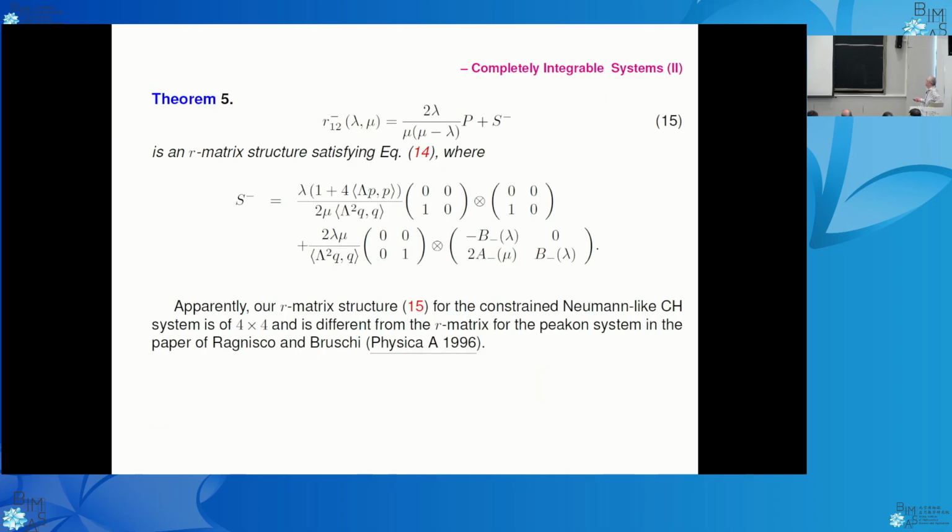So here are our major results for our R matrix. R12 equals this, with parameters lambda and mu, and P. This is the standard part, but with the tail part, S minus. So the tail part is a little bit different. So this is basically what we call a dynamic R matrix. It's not a constant R matrix. Okay. So we also compare with the earlier results by those two experts in soliton theory, Ragnisko and Bordag, Physical A 1996. Our results are also different from theirs.